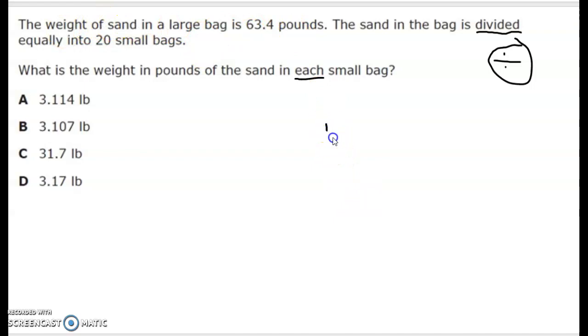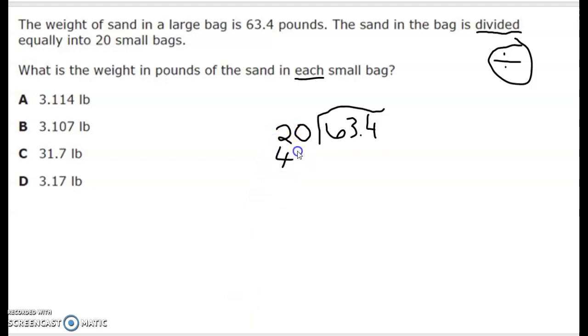So what is the total? The total is 63 4/10, which means that is what is getting divided. And I am dividing it by the number of bags, the number of groups. So the first thing I need to do is make my multiples, right?